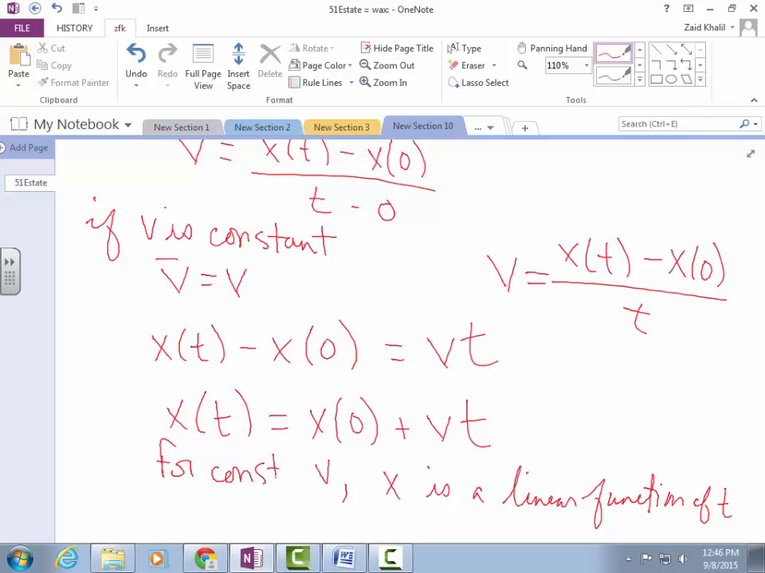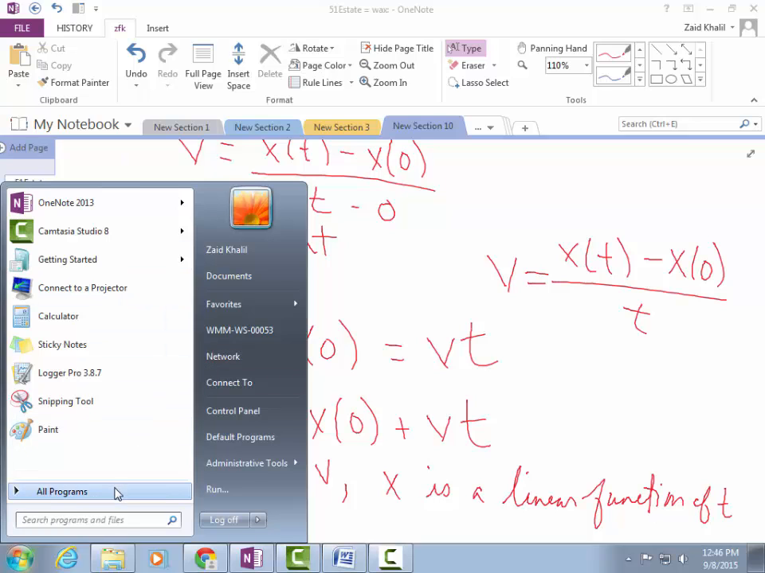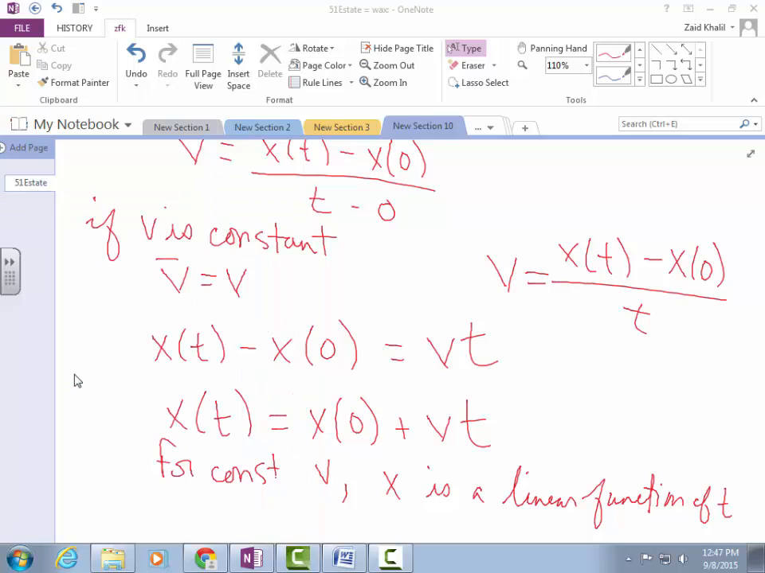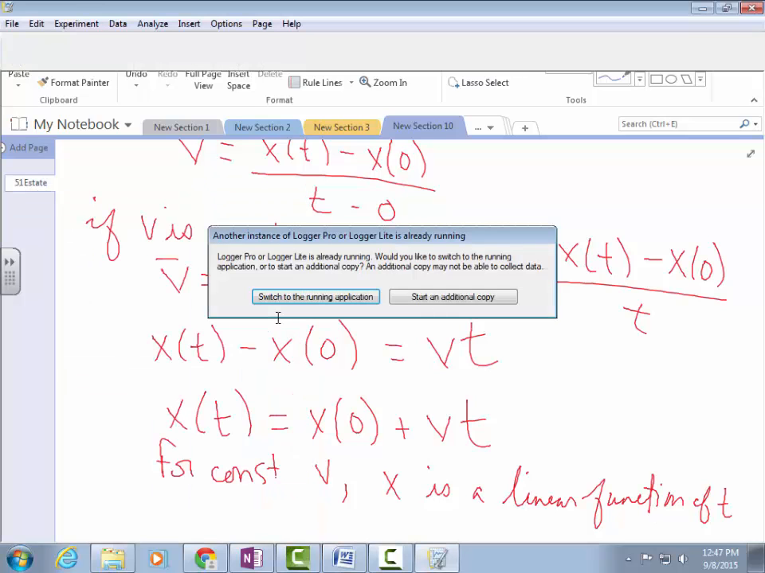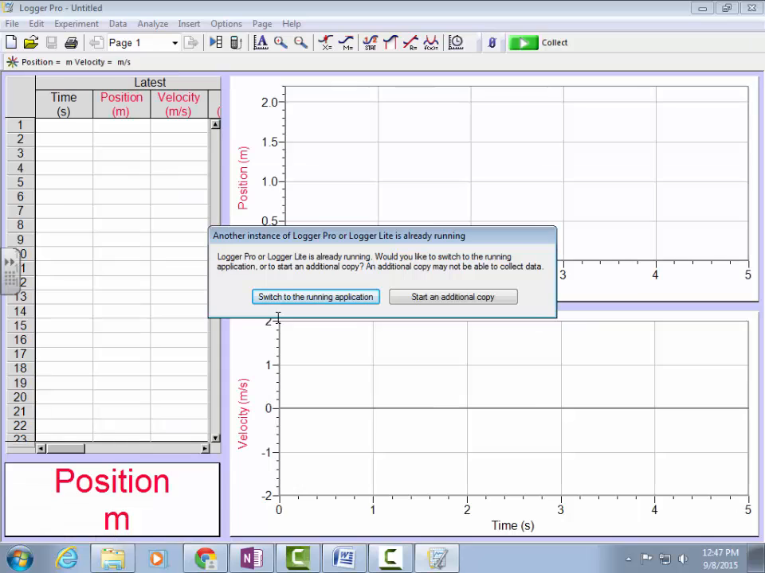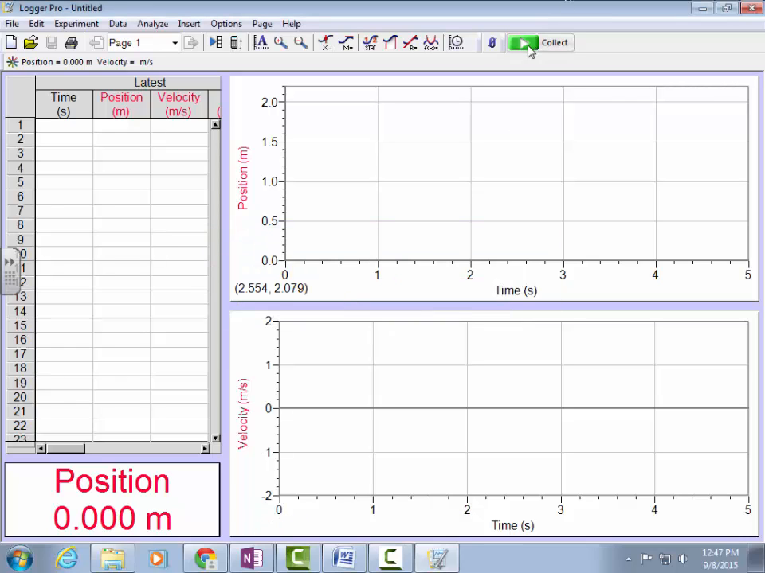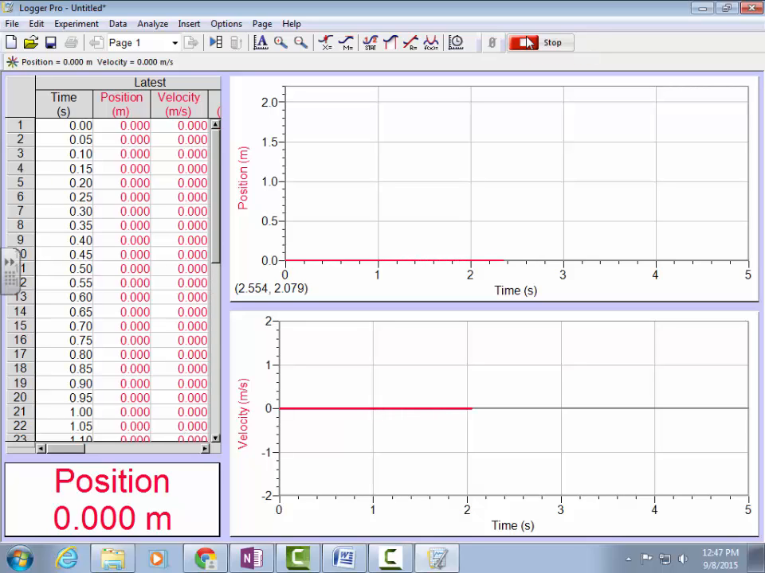So let's verify this. One way to verify it is I'll open up Logger Pro. All right. And what I'm going to do is take this thing and start collecting data. And of course it doesn't work.